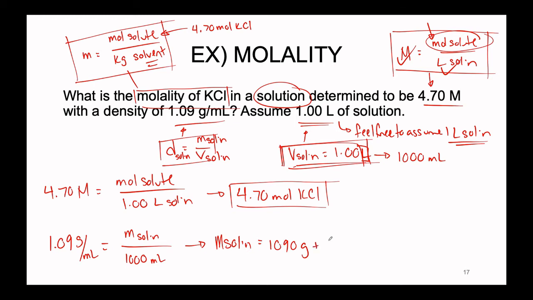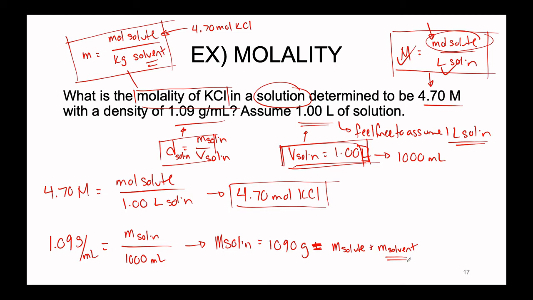And we know that the solution is equal to the sum of its parts, meaning the mass of the solution is equal to the mass of the solute, which we already know some stuff about, plus the mass of the solvent. If we can figure out the mass of the solute, then we can use this relationship to find the mass of the solvent.